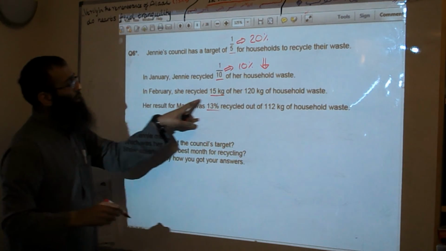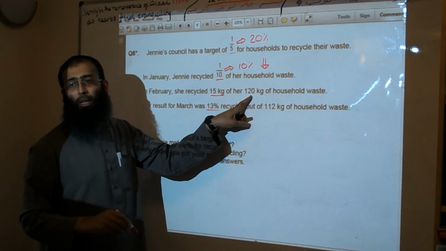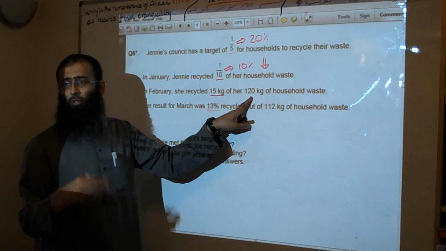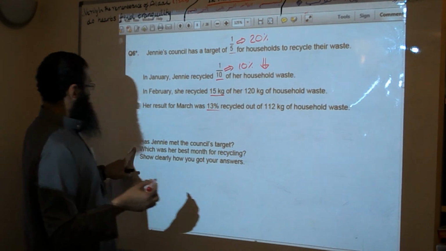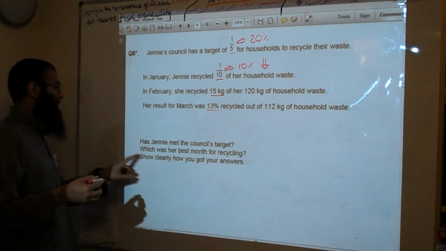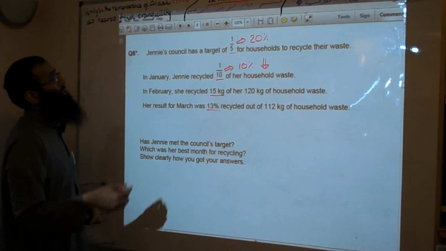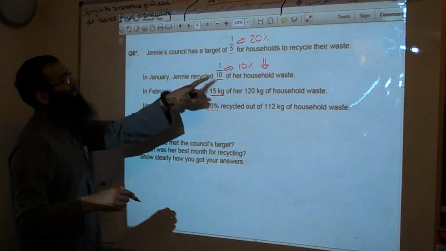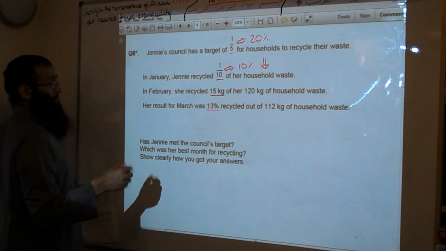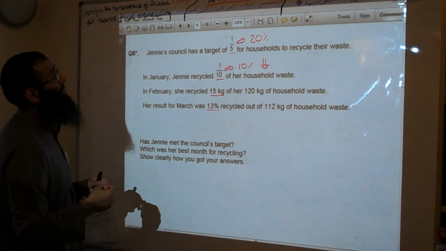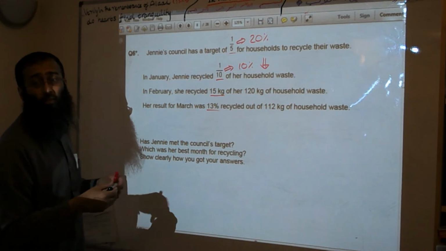In February, she recycled 15 kilograms of her 120. So let's work out that percentage to see whether she's on target or not. Because the question asks: has Jenny met the council's target, which was her best month for recycling, and show clearly how you got your answers. So 1/5 is 20%, 1/10 is 10%. We should show clearly how you got your answers. So let's do some maths now.